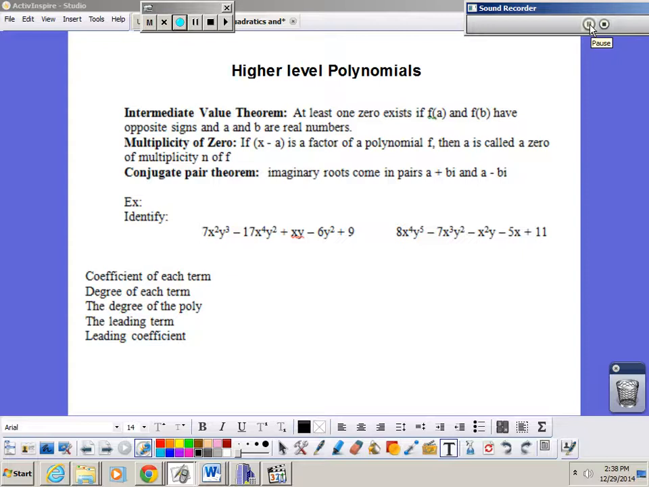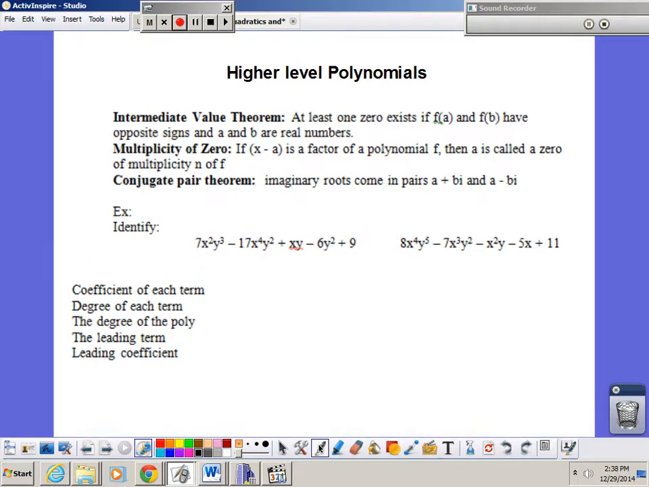Okay, we're going to do higher level polynomials, and there's a bunch of theorems that come with this. So I have the definitions to start with, but I'll get to each of those singly. Okay, let's start off with just what a polynomial is. Right now I have a polynomial that has 1, 2, 3, 4, 5 terms. So because there's 5 terms, we call it a polynomial.